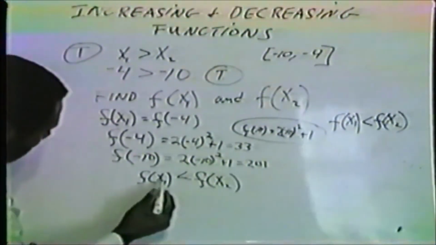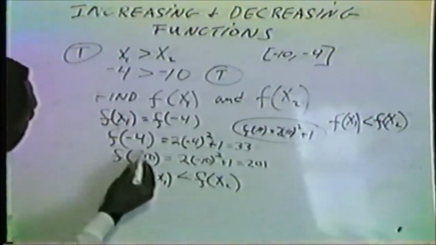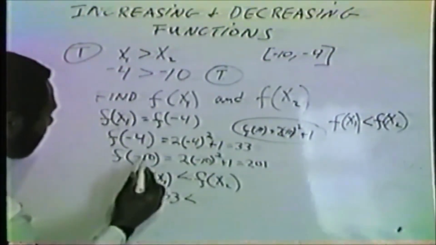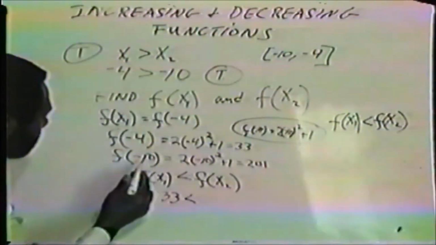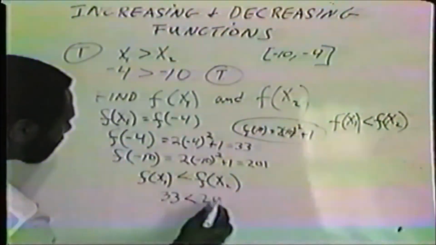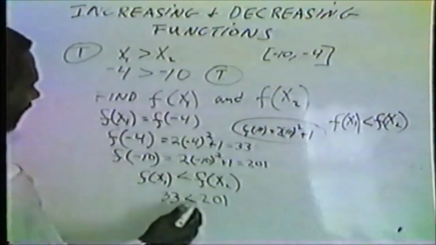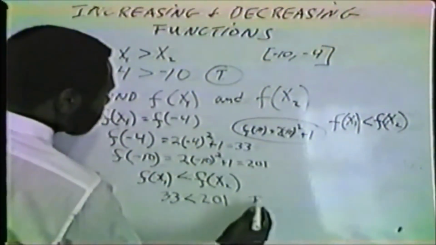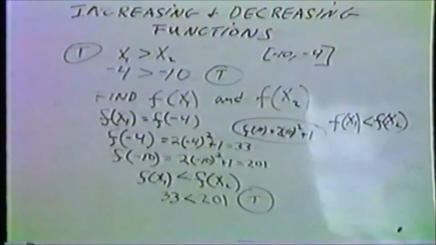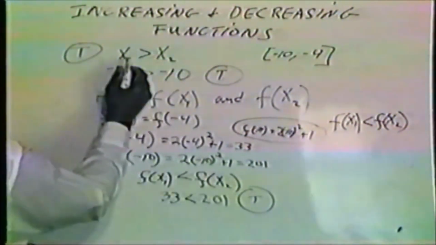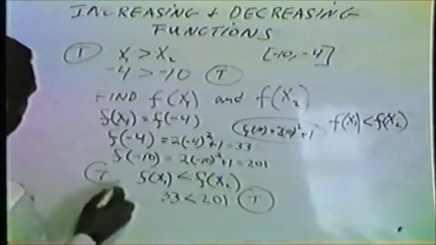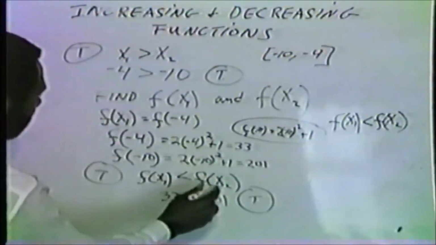So we found out that f of x of 1 was equal to 33, and we found out that f of x of 2 was equal to 201. 33 is less than 201. Is that statement true or false? That statement is true. So that means that x of 1 is greater than x of 2, and this is true. f of x of 1 is less than f of x of 2.